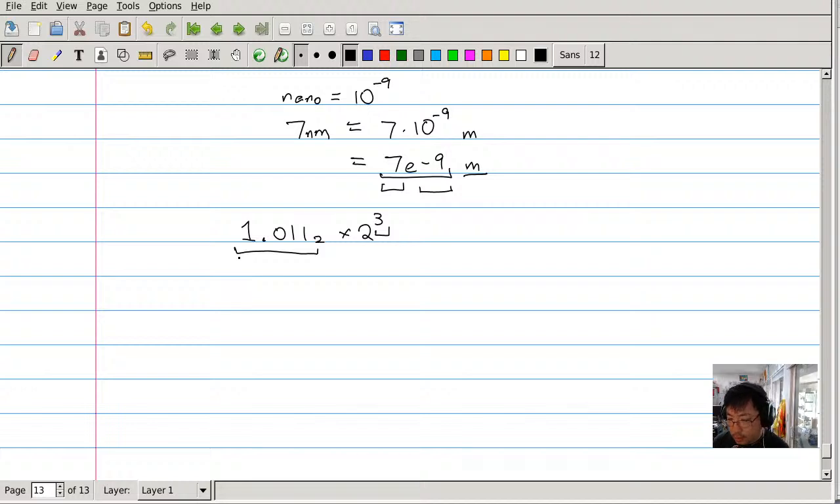There are several ways to do it. So I'm going to do it the first way, which is a little bit awkward, but I think it'll be okay. This one tells us that we have 1 times 2 to the power of 0. This 0 tells us that we have 0 times 2 to the power of negative 1. This 1 is telling us that we have 1 times 2 to the power of negative 2. And this 1 over here is telling us that we have 1 times 2 to the power of negative 3.